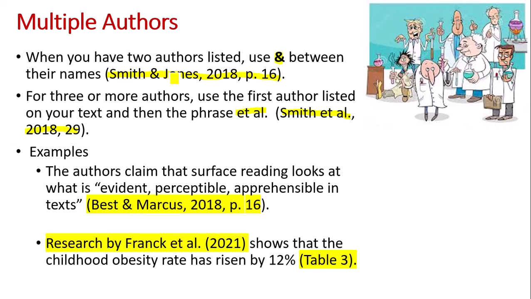So here are some more examples. This is a short quote, Best and Marcus, 2018, page 16. This one was done by more than 3 people, so it's Frank et al. I have this in my signal phrase, 2021, and then I'm saying it's on table 3. So let's say that there weren't any page numbers there. So that's basically how it would look. Again, not too much different. An and in between the last names, the year, the page, just like always, or an et al. after the first name, and then the year, and then the page.